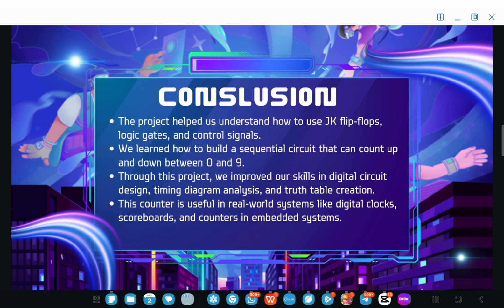More importantly, we saw how this kind of counter is useful in real-life systems like digital clocks, timers, and scoreboards.